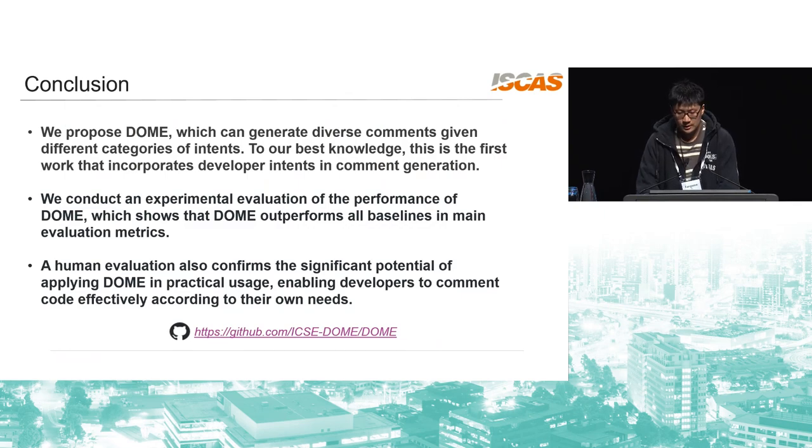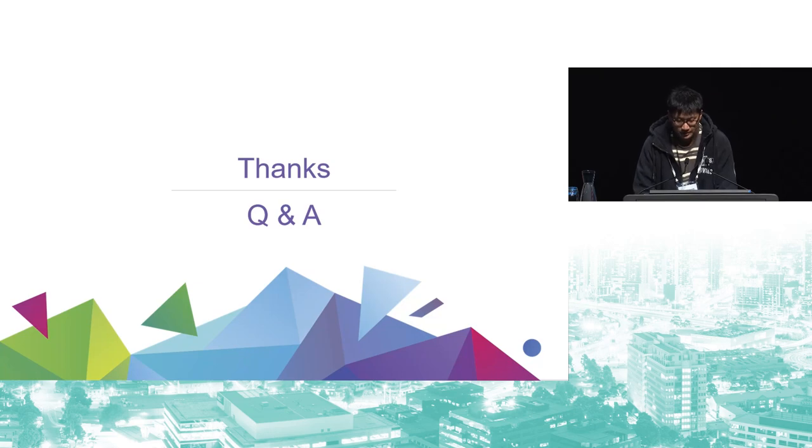So let's summarize our work. First, we propose DOOM. To the best of our knowledge, this is the first work that can generate diverse comments given different categories of intents. Second, we conduct an experimental evaluation of the performance of DOOM, which shows that DOOM outperforms all baselines in main evaluation metrics. Third, a human evaluation also confirms the significant potential of applying DOOM in practical usage. That's all for my presentation. Thank you.